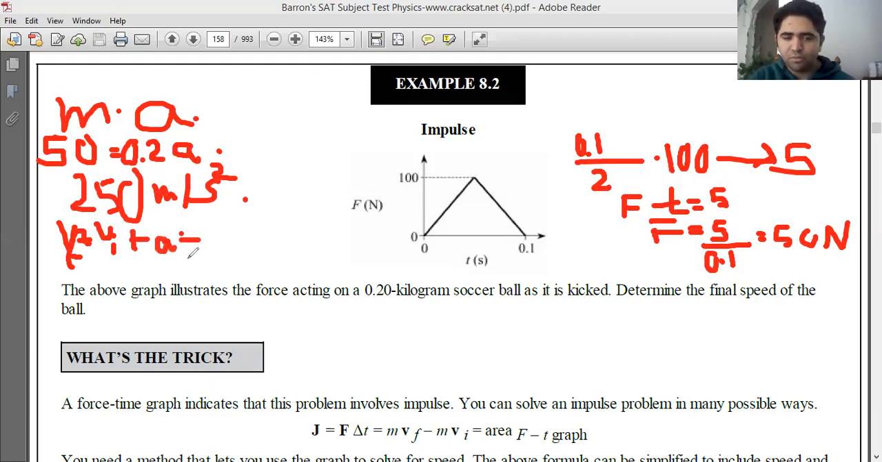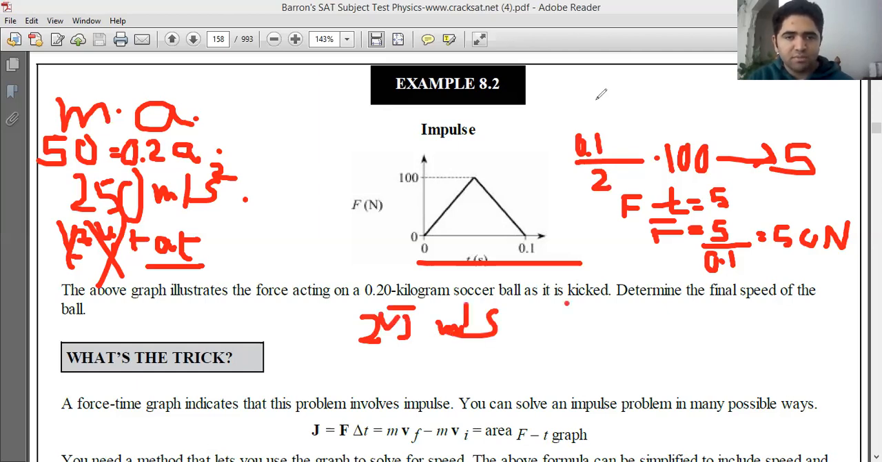So hopefully you understand this one. If you don't understand it, look for my videos. So initial velocity is 0, and acceleration times time. Well, 0.1 is the time. Multiply 250 by 0.1. That will get you 25 meters per second.